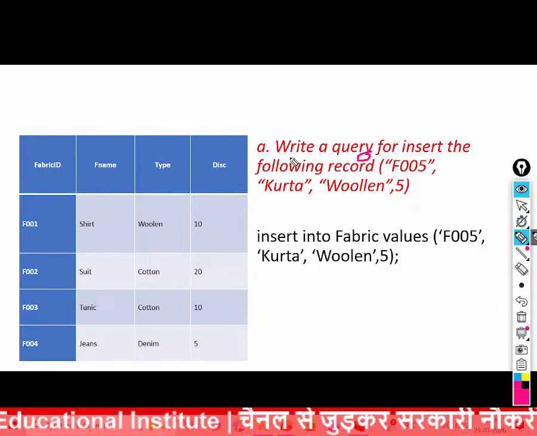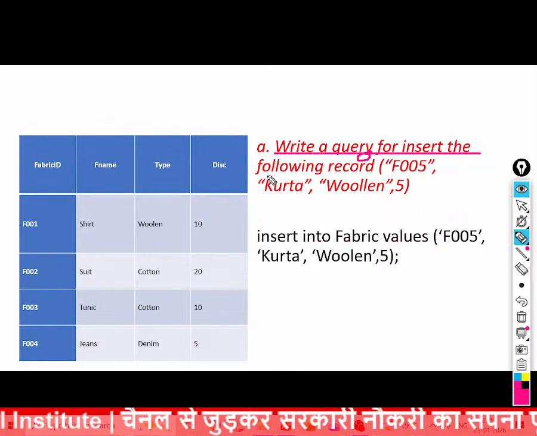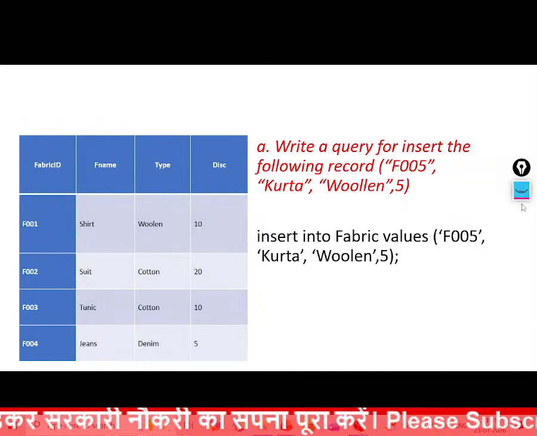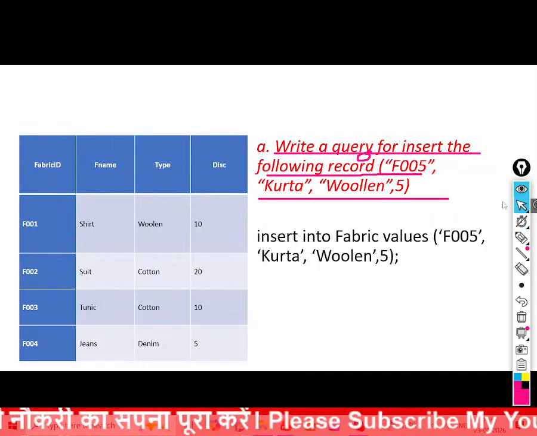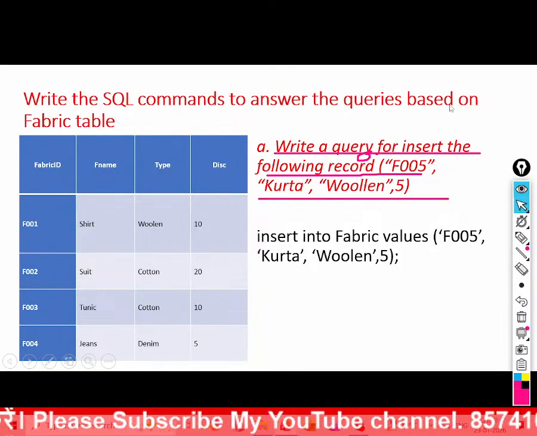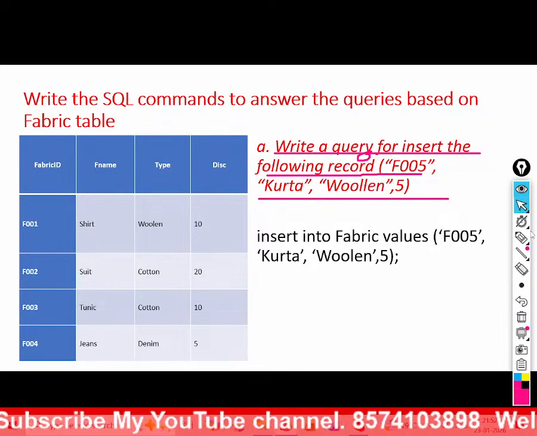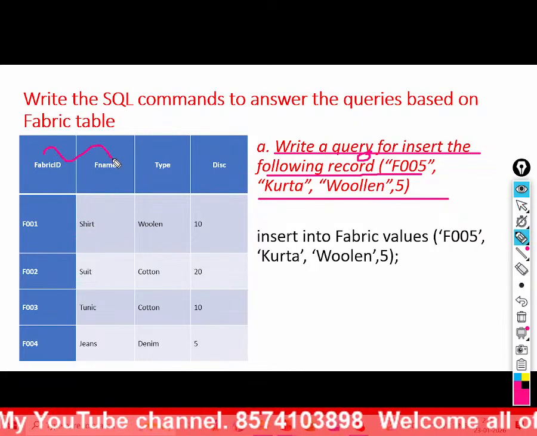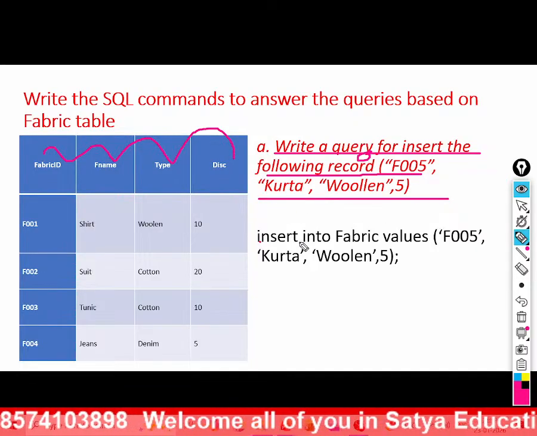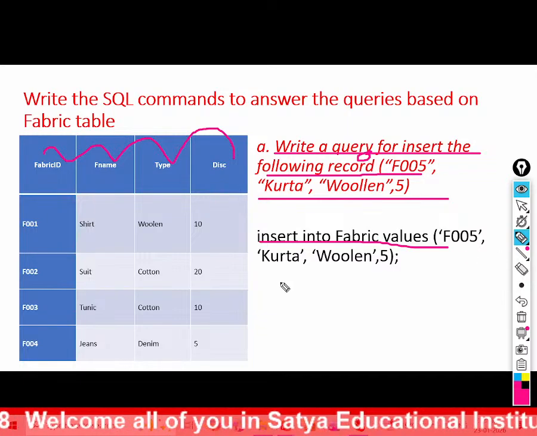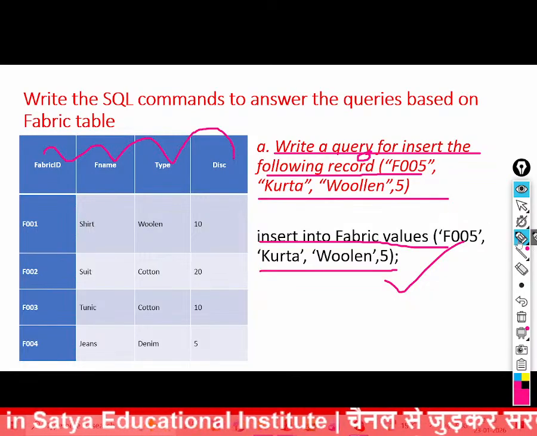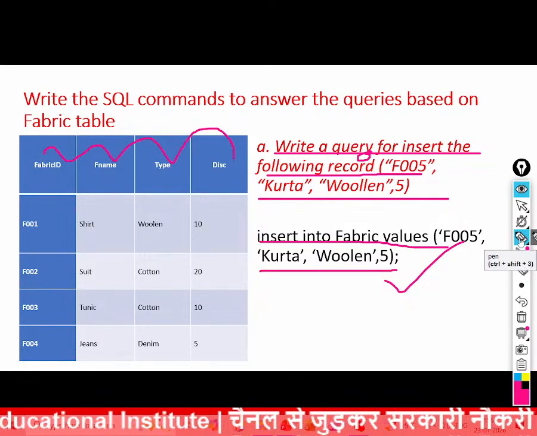Next question is here. Write a query to insert the following record: F005, Kurta. The question says write the SQL command to answer the queries based on the fabric care table. This is the fabric table, with fabric ID, fabric name, type, and discount. The answer is: INSERT INTO fabric VALUES F005, Kurta, Boolean and 5. For this reason you have to write this command.